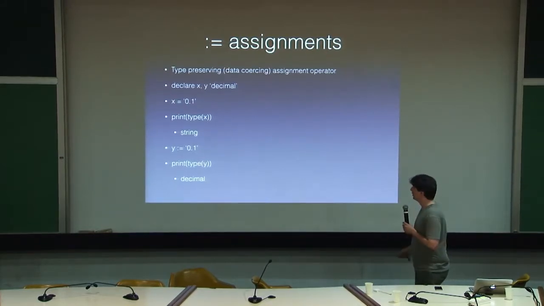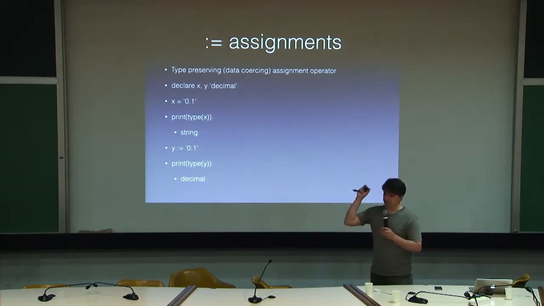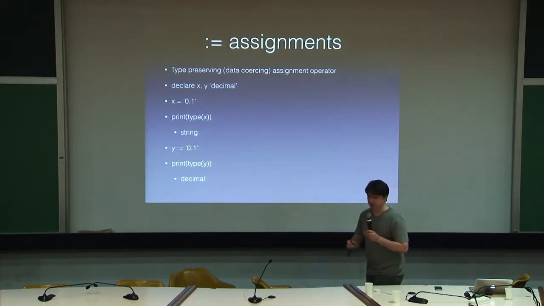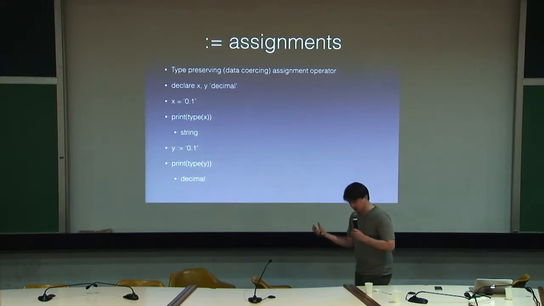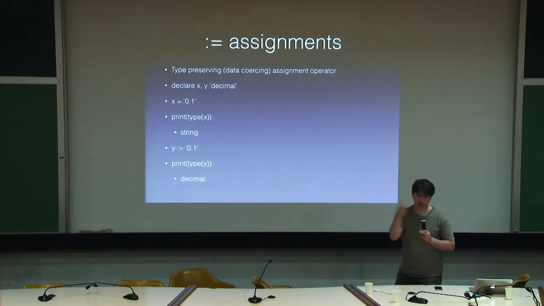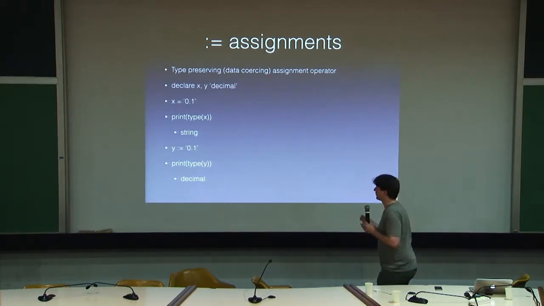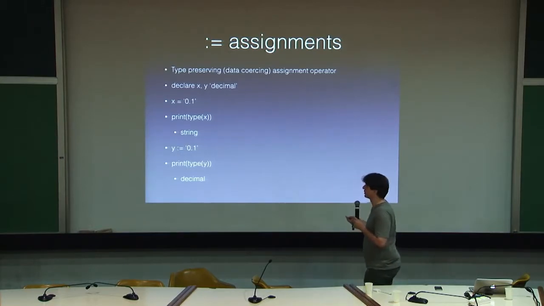So it says, take the data type of the guy on the left side, take the data on the right side, coerce it into his data type, and point to that thing. So this is a type preserving assignment, basically. That's the purpose of this.